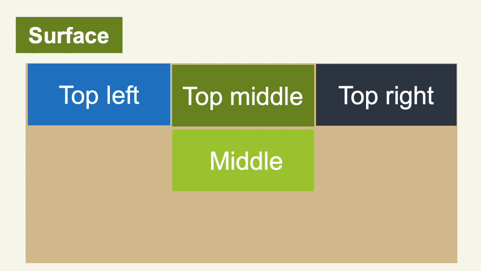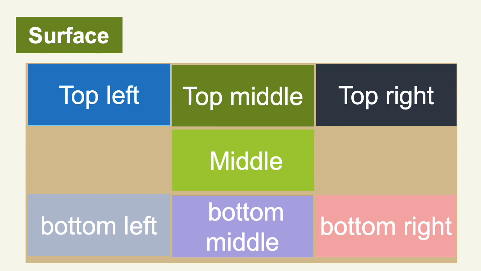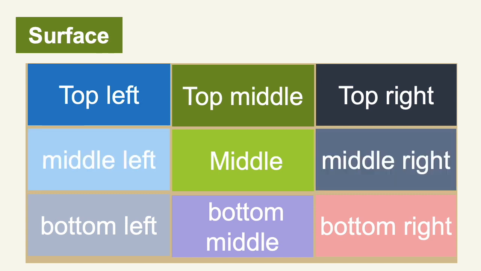Now, let's go back to the middle, and below, we say bottom middle. On the left, bottom left. On the right, bottom right. Now, go back to the middle, and on the left side, we say middle left, and the right side will be middle right. So you could imagine a square and you could divide it into 9 pieces like this, and each place has a name. Top left, top middle, top right, middle left, middle, middle right, bottom left, bottom middle, bottom right.